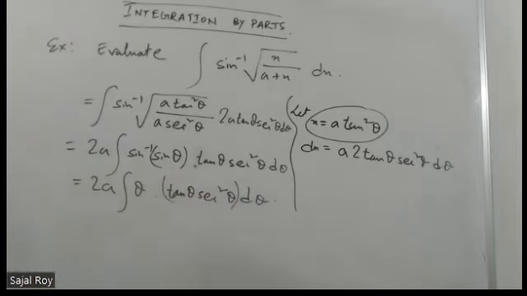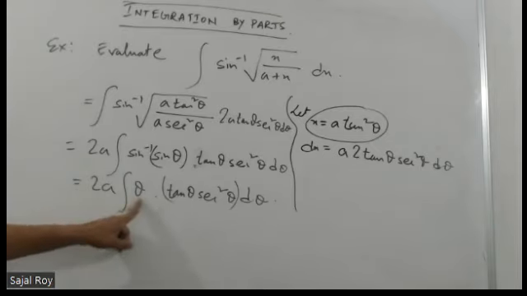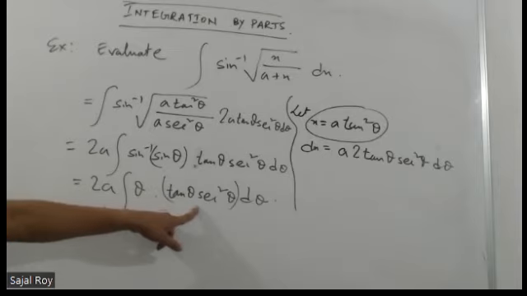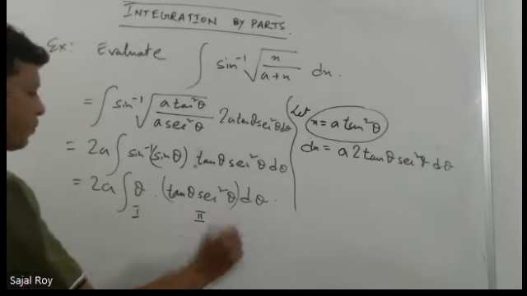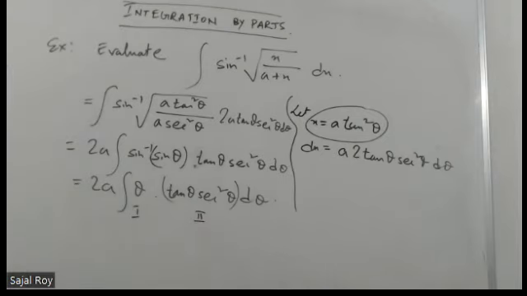Now you observe, there are two functions actually. One is theta, another one is trigonometric, that is tan theta sec square theta. This is algebraic, this is trigonometric. So let us suppose your first function is theta and tan theta sec square theta is the second function.